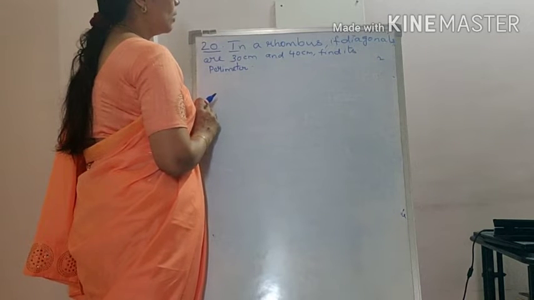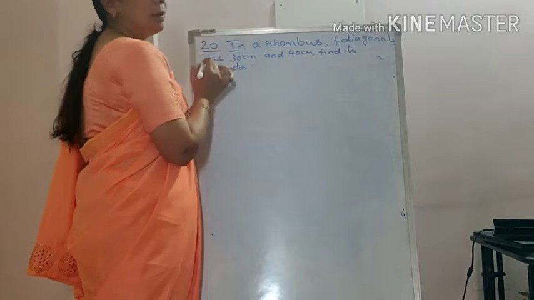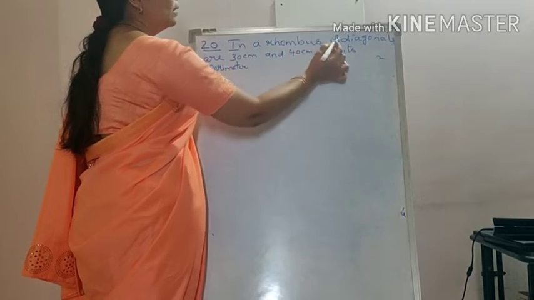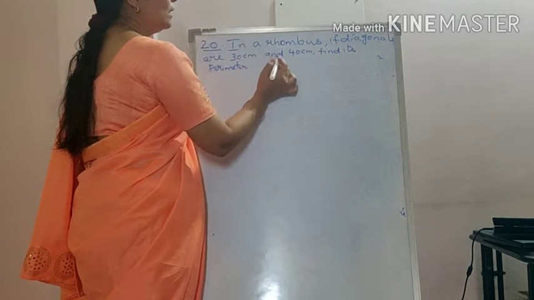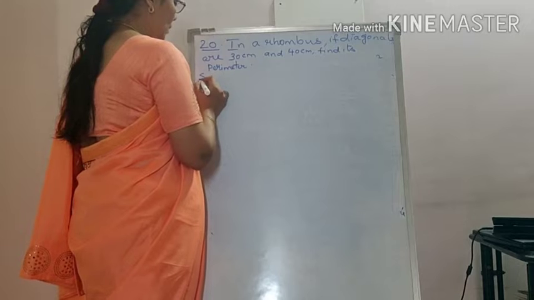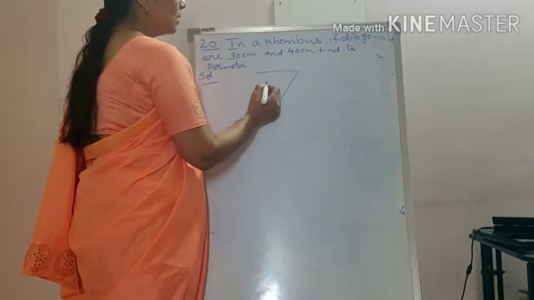A few more problems are based on Pythagoras theorem. This is your 20th problem in your exercise. It says that in a rhombus, if diagonals are 30 centimeters and 40 centimeters, find its perimeter. So first of all, we will make a rough rhombus figure.